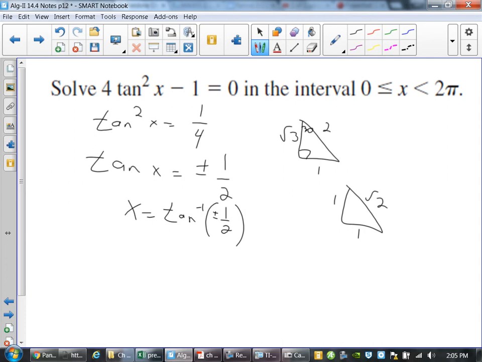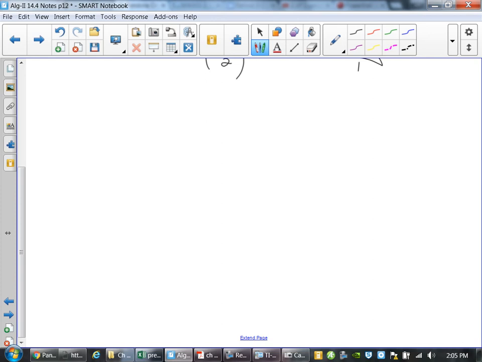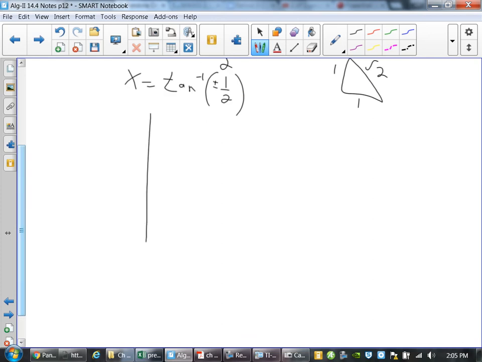You're thinking sine. You don't have one in your special triangles, which means, in this case, you have to use your calculator. All right. I like calculating. So we're looking at solving the equation between the intervals between 0 and 2 pi.